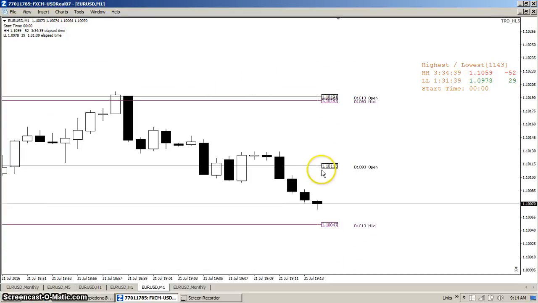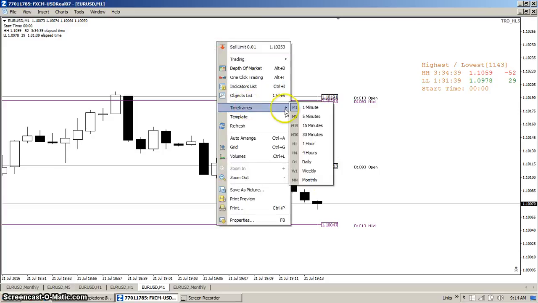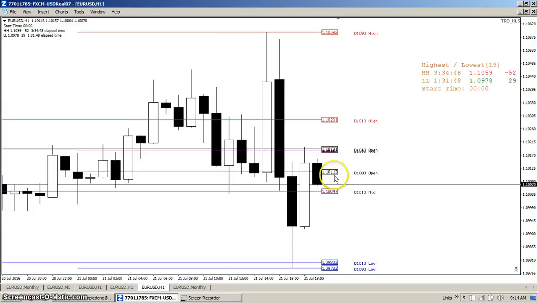And once again, you can see here 110, 113. Doesn't matter what time frame. These horizontal line levels do not change. That's why I like them more than squigglies.